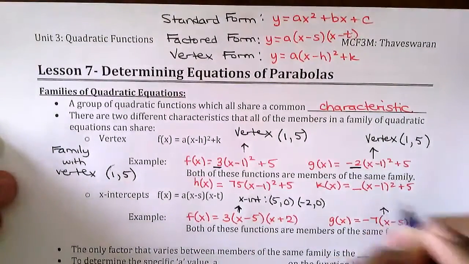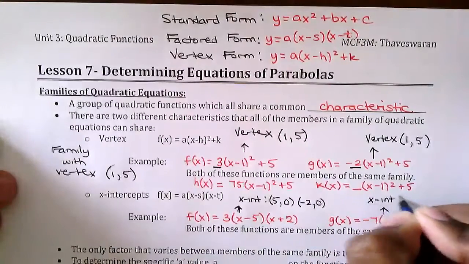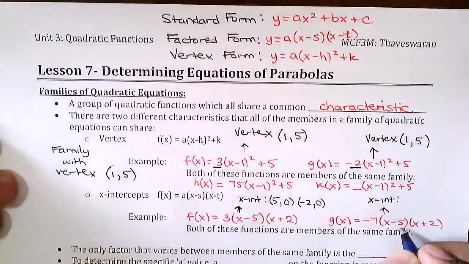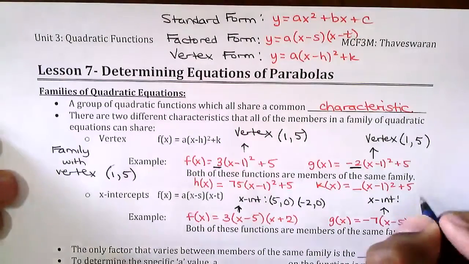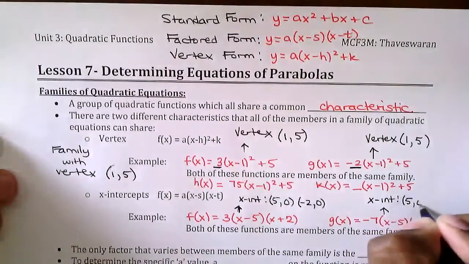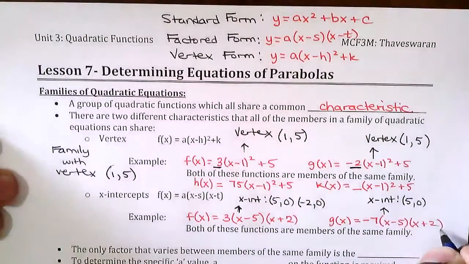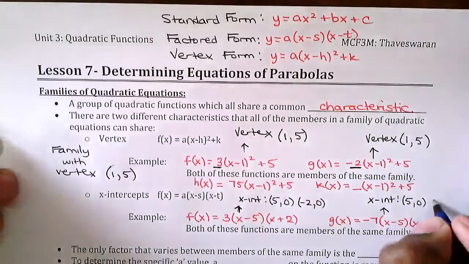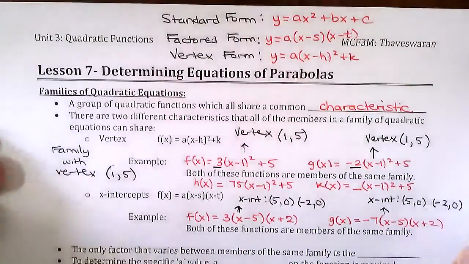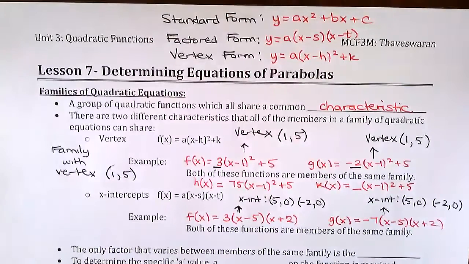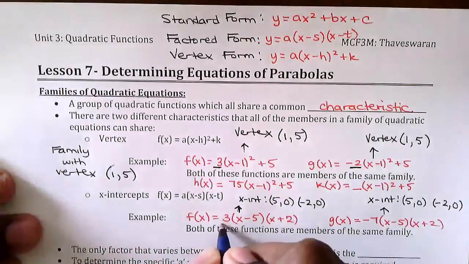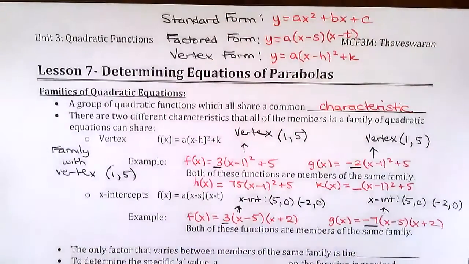Similarly, if I take a look here at the x-intercepts, again, I have negative 5. I take the opposite, so the x-intercept will be positive 5. And here I have positive 2. I take the opposite. It'll be (negative 2, 0). So again, we have members of the same family because they both have the same x-intercepts. The only thing that varies, once again, is this particular a value.